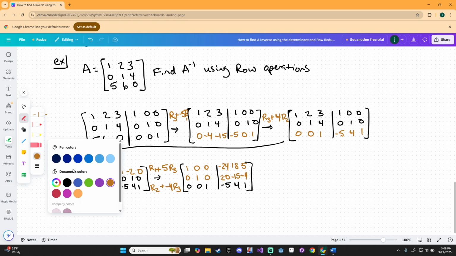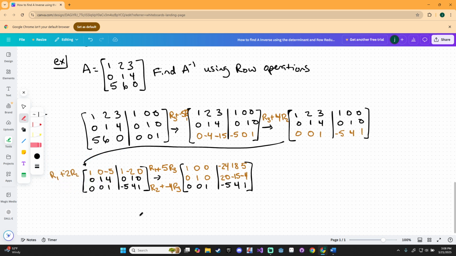So our final inverse matrix is equal to -24, 18, 5, 20, -15, -4, -5, 4, and 1.